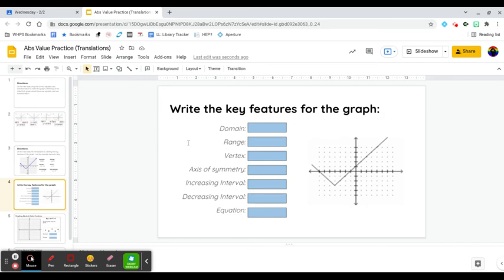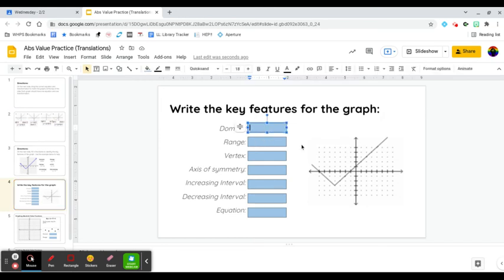Then we're going to identify the key features. For any absolute value function, the domain is all real numbers. For this one, the lowest y value is -3, so our range is greater than or equal to -3. Our vertex is at the coordinate -4, -3, because it went to the left 4. Our axis of symmetry is the vertical line running through the vertex. Since it's vertical, it's always going to be x equals, and the x coordinate is -4.